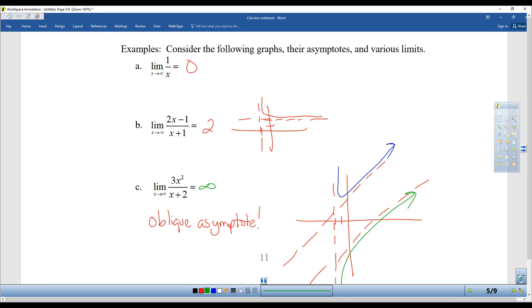Unless the graph was down, but then you would have a negative here. That's what would control the graph ending up or ending down. But it doesn't have that, so we'll delete that.